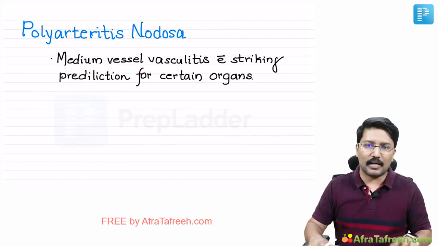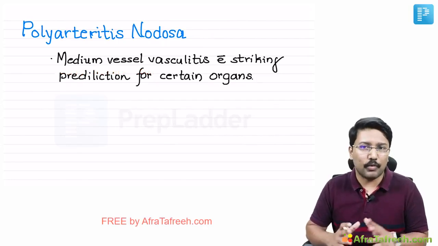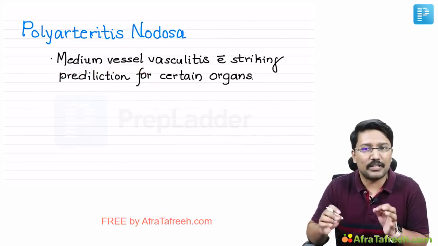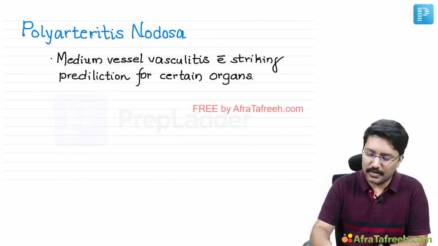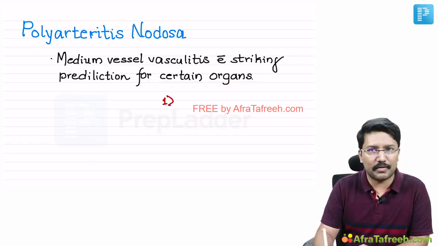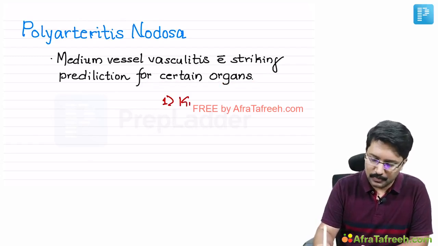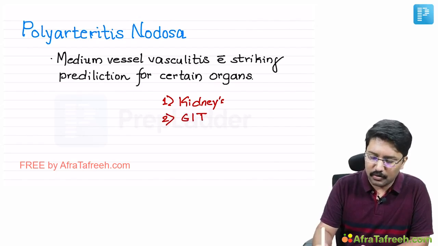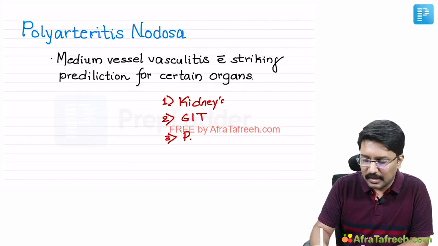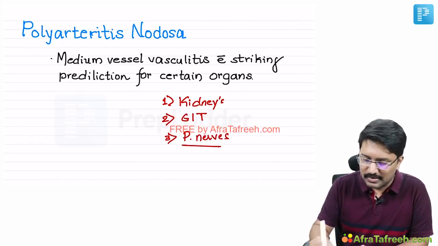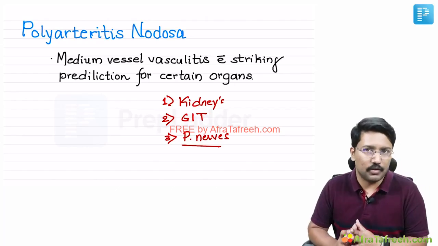Okay, now let us begin learning about polyarteritis nodosa. What is polyarteritis nodosa? It is a medium vessel vasculitis with striking predilection for certain organs. So what are the organs we are talking about? The number one most commonly affected organ, which one? Yes, kidneys, right? Kidneys are the most commonly affected organ. Then we have characteristic involvement of the gut, and we also have striking predilection for involvement of peripheral nerves, right? So this summarizes polyarteritis nodosa.